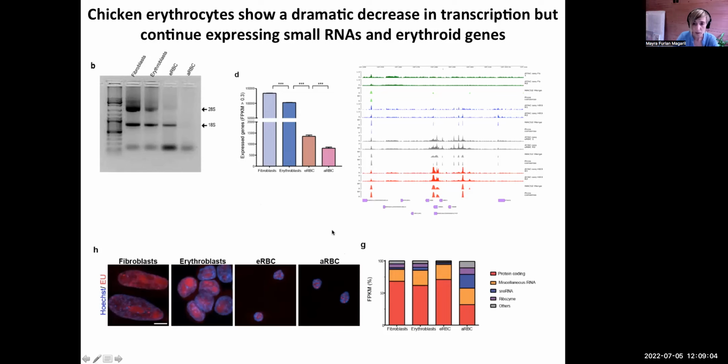And when looking at the distribution of the different transcripts that are present, we could very interestingly see that in the adult red blood cells, there is a redistribution of the transcripts, so that there is an increase in miscellaneous RNAs and snoRNAs, which is quite different from the rest of the cell types. We'll come back to this a bit later when describing which types of RNAs we found in these categories.